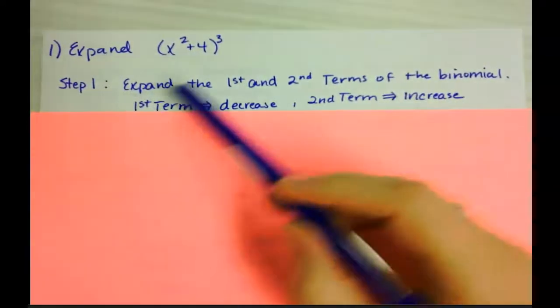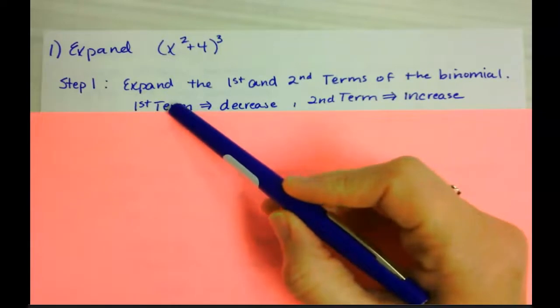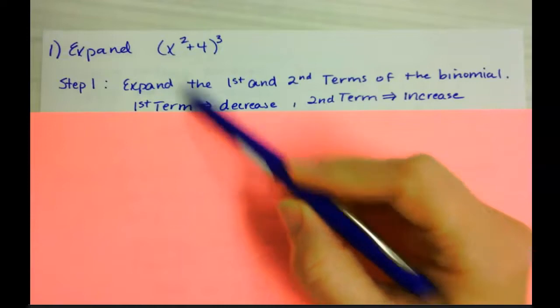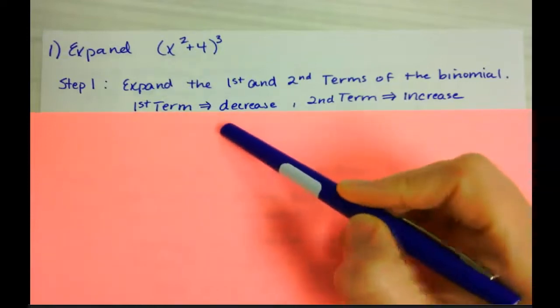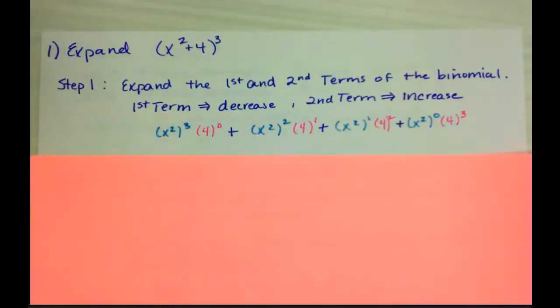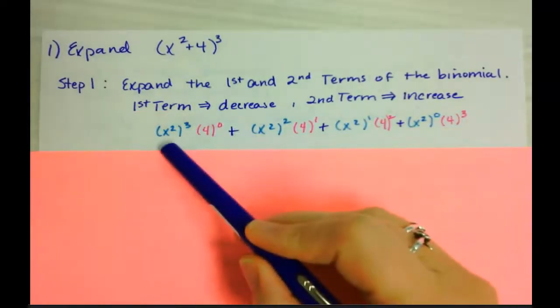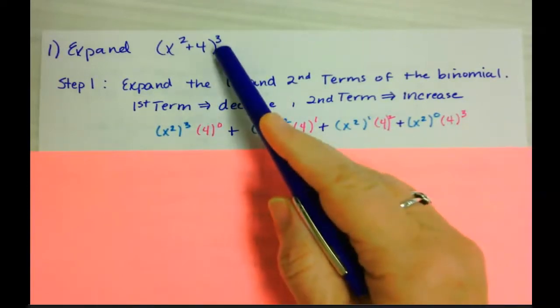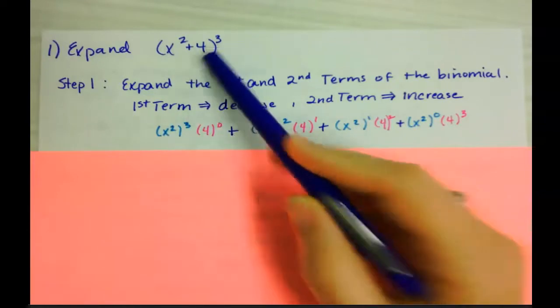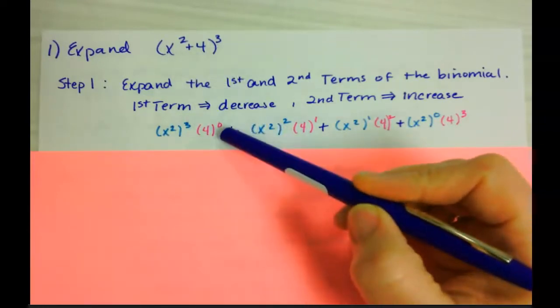In the first step, remember we said we were going to expand the first and second terms of the binomial. In this case, the first term is x squared, which is going to be decreasing, and the second term is 4, which is going to be increasing. I start with my first term, x squared, and the highest power is the power of the binomial, which is 3. Then I start with the second term, 4, but I start at the bottom end, at 0.